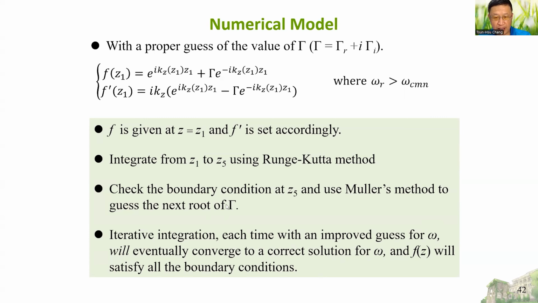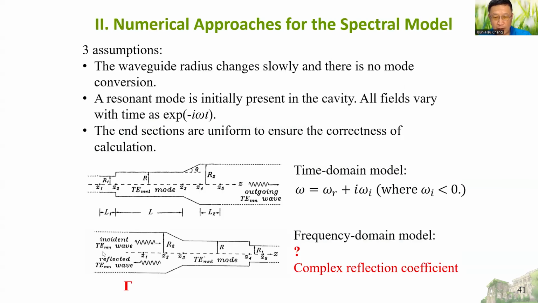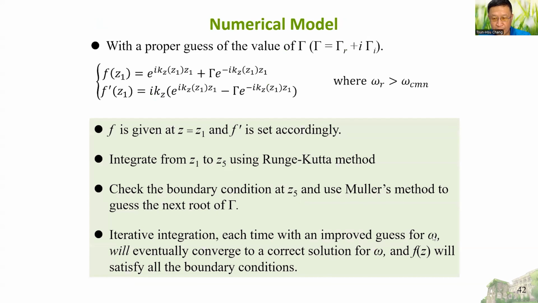Our purpose is to find gamma. So go back to here. We integrate from Z1. Z1 is given with the incident wave, we guess a reflected wave and check the boundary condition here, and we will find another gamma. Frequency is given here, one frequency at a time. And here a resonance frequency is automatically found. So these two approaches are different. This is gamma, this is gamma.